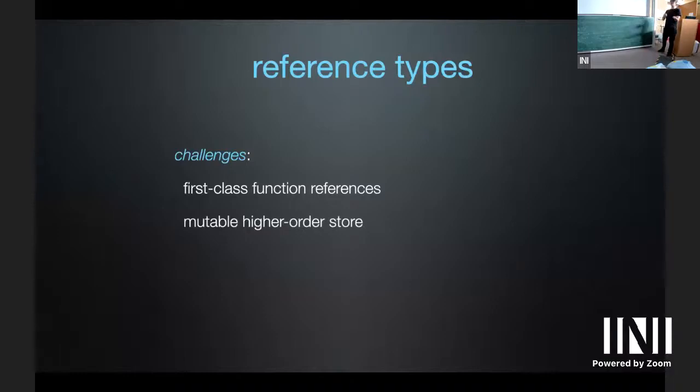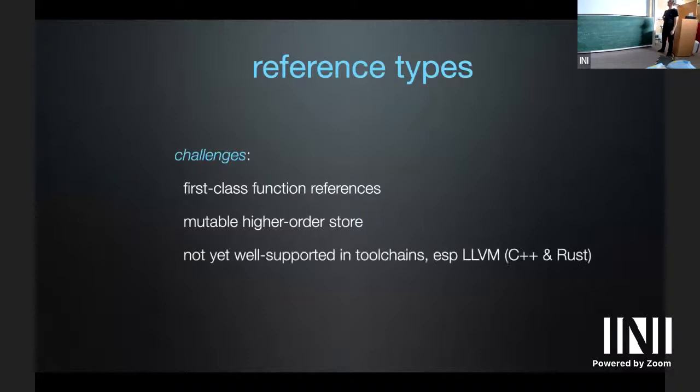So, of course, this has some implications, right? We now have first-class function references, so really higher-order values, and that means we also have a higher-order store. So the semantics is getting interesting. Another, more practical problem is that references, at least as of now, are not particularly well supported in toolchains, especially in LLVM. Rust is kind of holding us back a little bit here because they have no clue how to really deal with or model them in the source language.